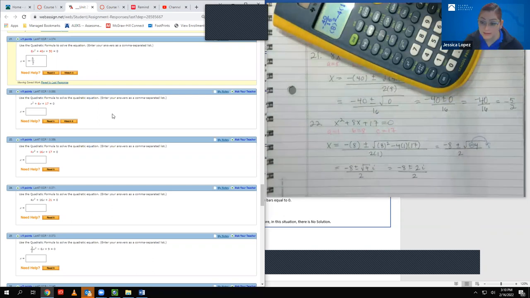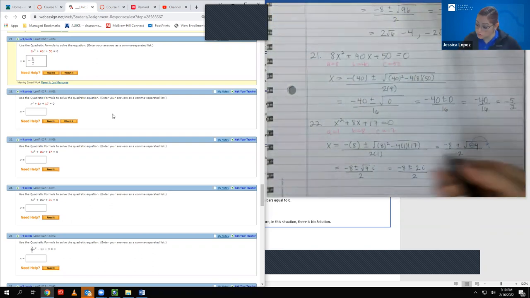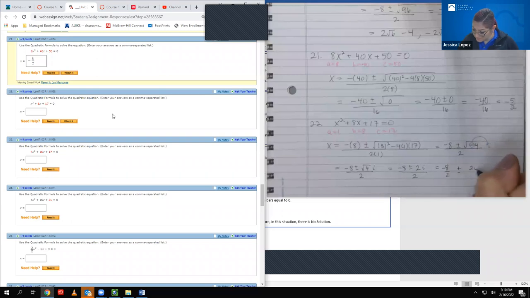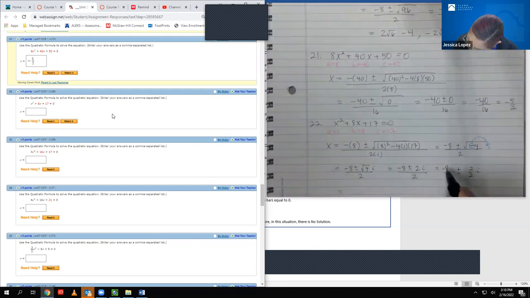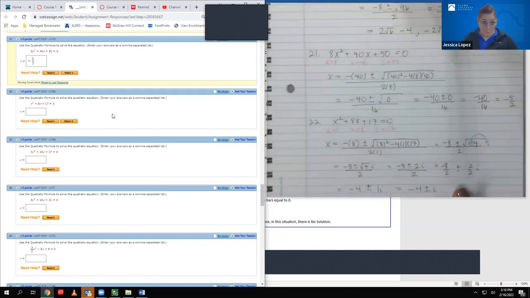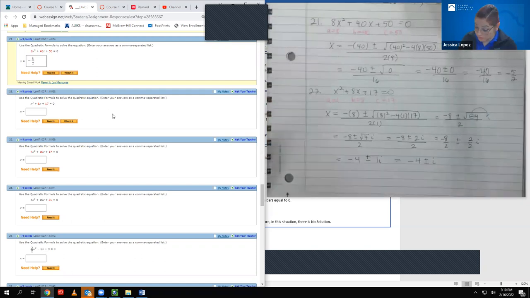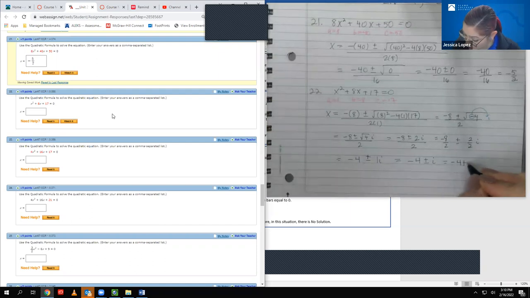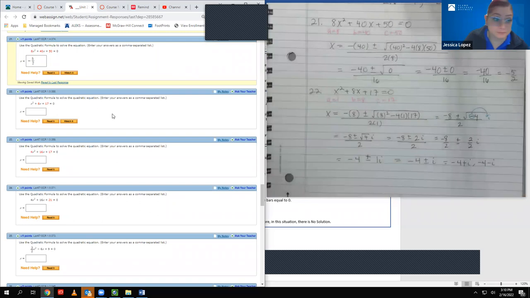And anytime you have complex numbers, imaginaries as your answers, you do have to split the fraction, and you also want to put the i on the side of the second fraction, so the i will go there. And then you can reduce the fractions individually. So this becomes negative 4, and that just becomes 1, which can be simply written as negative 4 plus or minus i. Now it wants me to type in my answers separated with a comma. So it's going to be negative 4 plus i, and then negative 4 minus i.